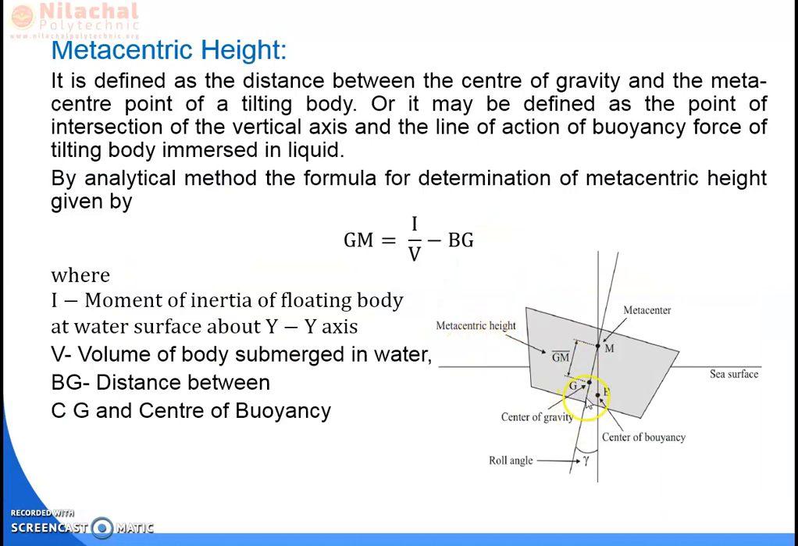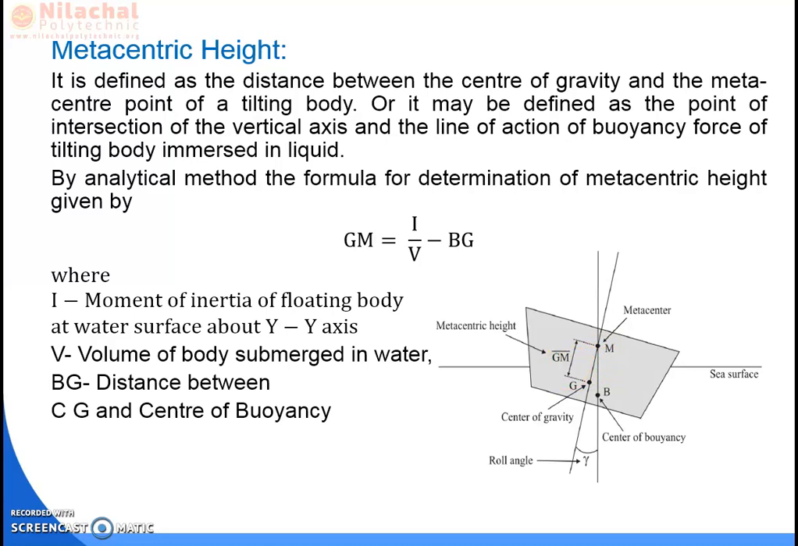We have seen that the center of gravity is G, and the center of buoyancy is as shown in the figure. We have a tilting body where G is the center of gravity, M the metacenter, and B the center of buoyancy. We observe that the line of action of buoyancy force and the vertical line of the body both intersect at point M. The distance between the center of gravity of the body and the metacenter point is known as your metacentric height.